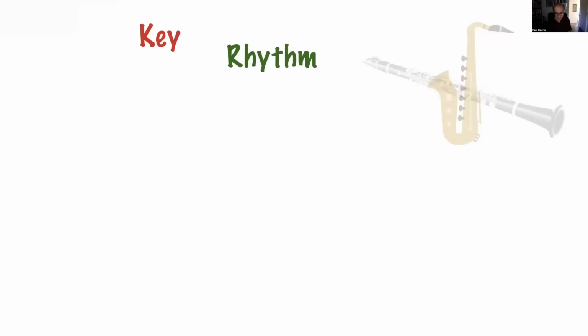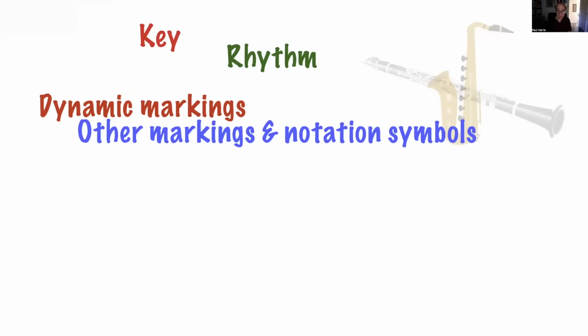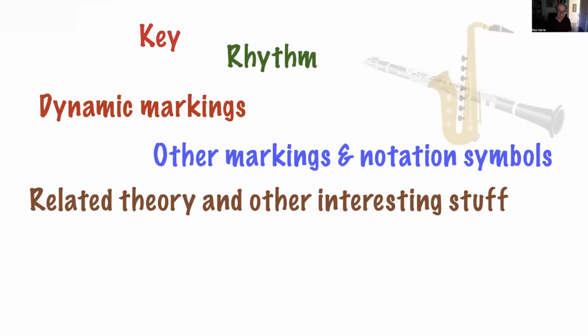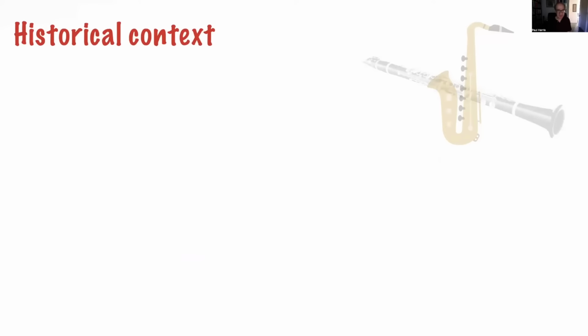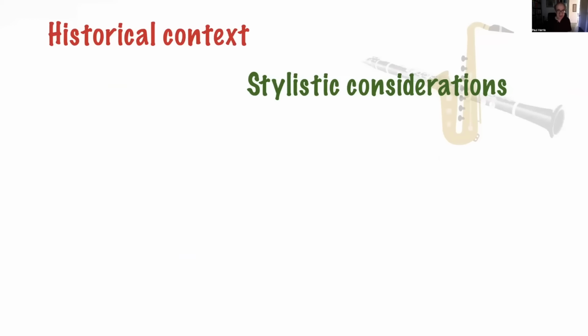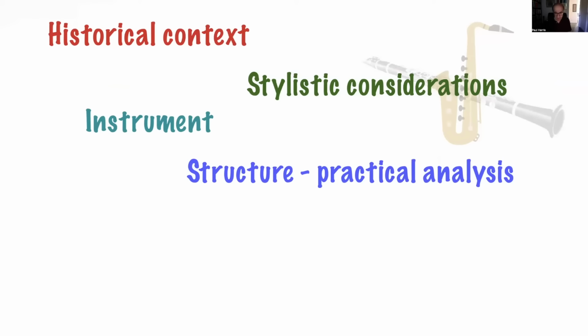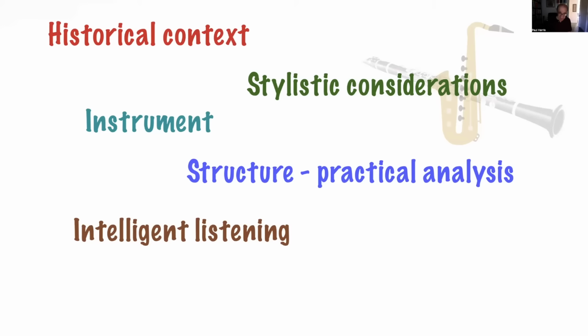So other aspects of progression: rhythm, markings, other markings, notational symbols, and the control of all these things, of course, related theory, character of the music, shape and phrasing when we play, all the technical stuff that is there. Knowing the historical context of the music that we're playing, understanding style, knowing something of our instrument and the instrument of the repertoire when it was being written, knowing a bit of structure and practical analysis of pieces that we're playing. Doing a lot of intelligent listening is going to help us a lot in our progression. It will help us in our understanding of interpretation.